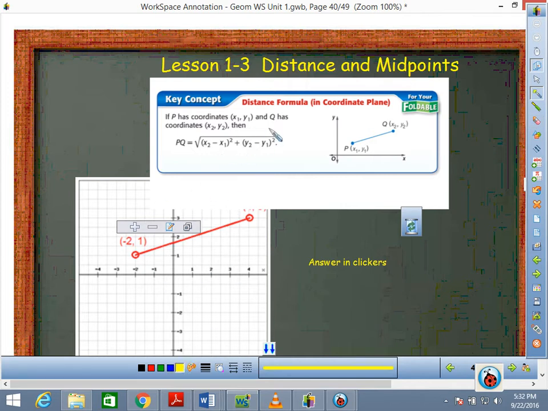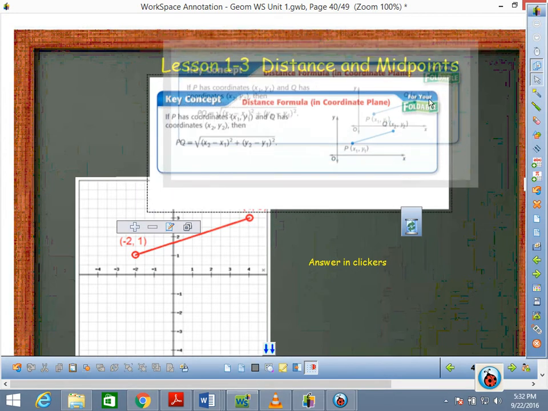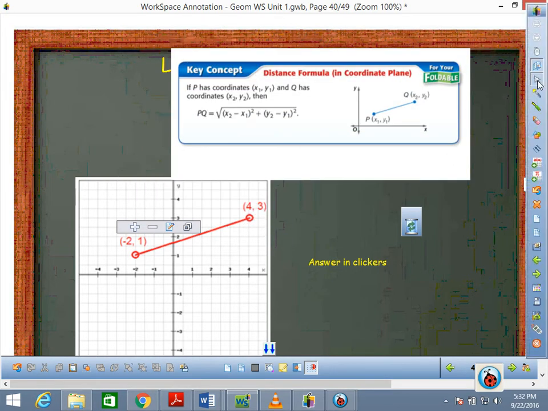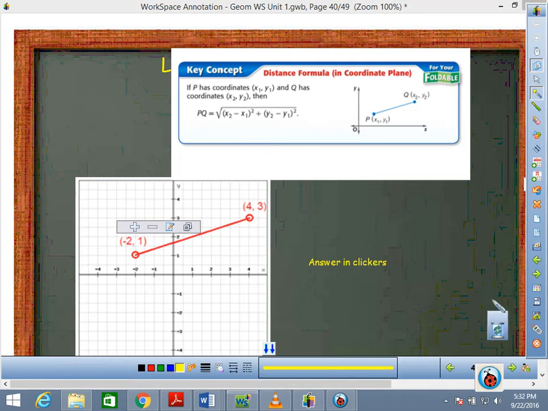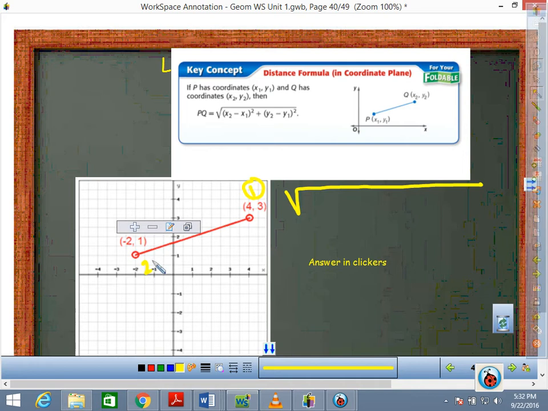So let's look at this example. If we have 2 points, 4, 3, and negative 2, 1, we're going to put them in our formula. I'm going to make this point 1, and I'm going to make this point 2. So x2, which is negative 2, minus x1, which is 4, squared, and we're going to add y2, which is 1, minus y1, which is 3, and that number is squared.